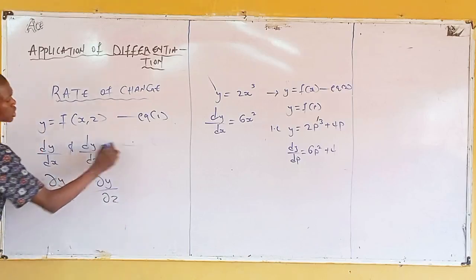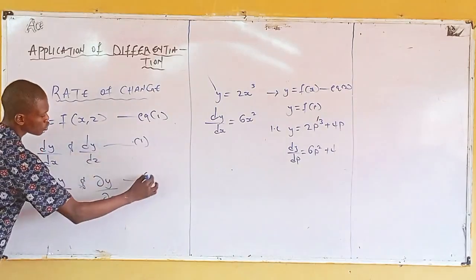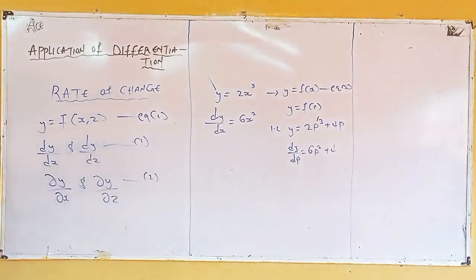Call this one and call this two. What is the difference between one and two? The difference is the way we denote it, right? What this one means is that you are doing normal differentiation. But whenever you see this in your textbook or anywhere, you should know that this is referring to partial differentiation. So this is what differentiates between normal differentiation and partial differentiation.